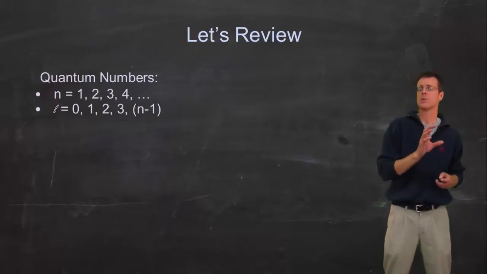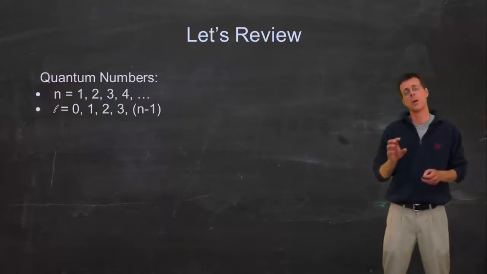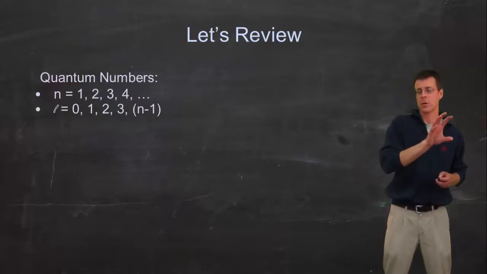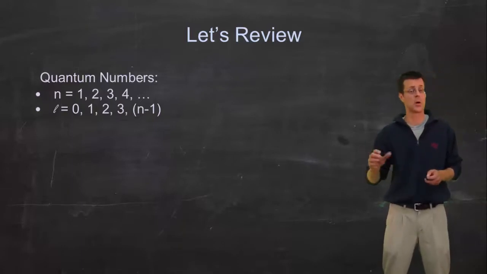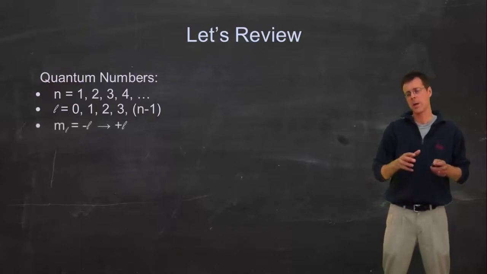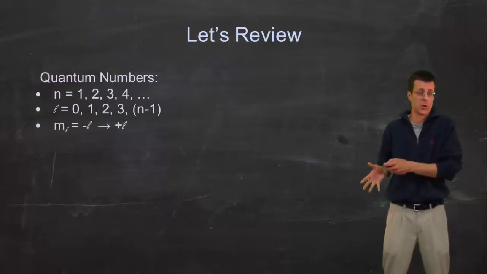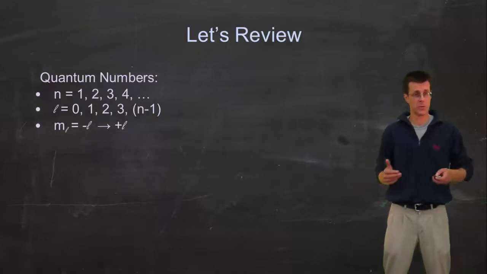So we'll sometimes, instead of using values of numbers, 0, 1, 2, 3, use letter values. So our L equals 0 orbital is sometimes called an s orbital. L equals 1, p orbital, and so on. But let's just stick with the numbers for the time being. Then we have our M sub L, magnetic quantum number. That tells us the orientation. The more possible values there are, the more possible orientations there are.